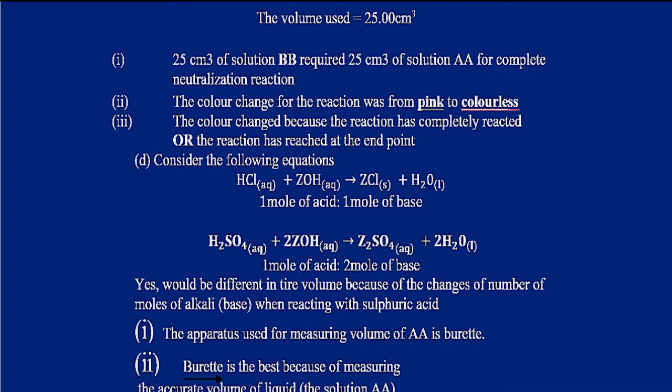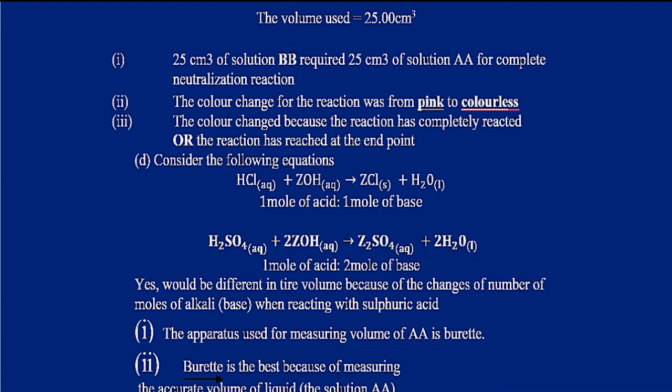What apparatus is used to measure the volume of A? The volume of A is measured by a burette. This is our answer for that question. Why do you use a burette? Because the burette is the best for measuring the accurate volume of a liquid. Among them is solution A.